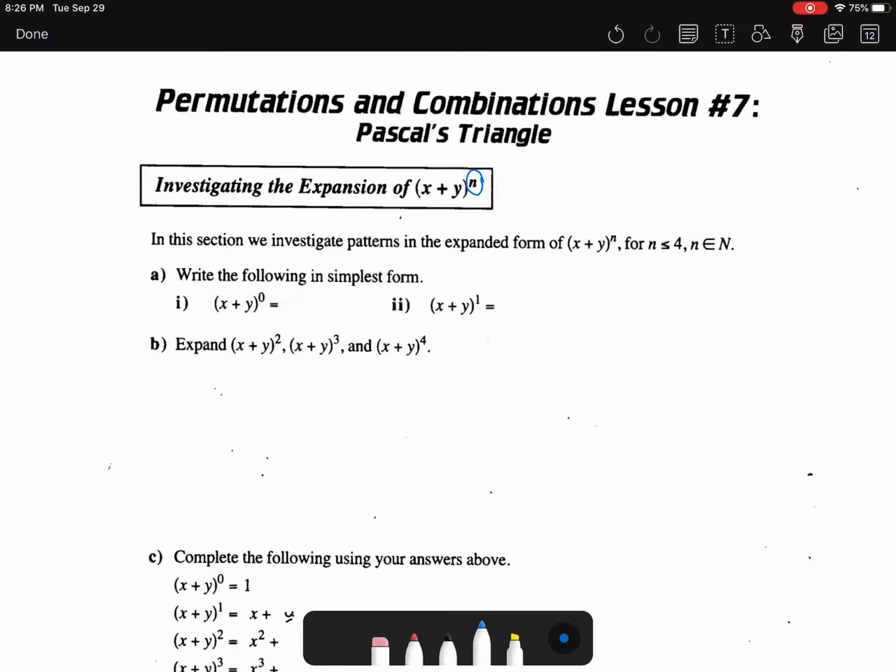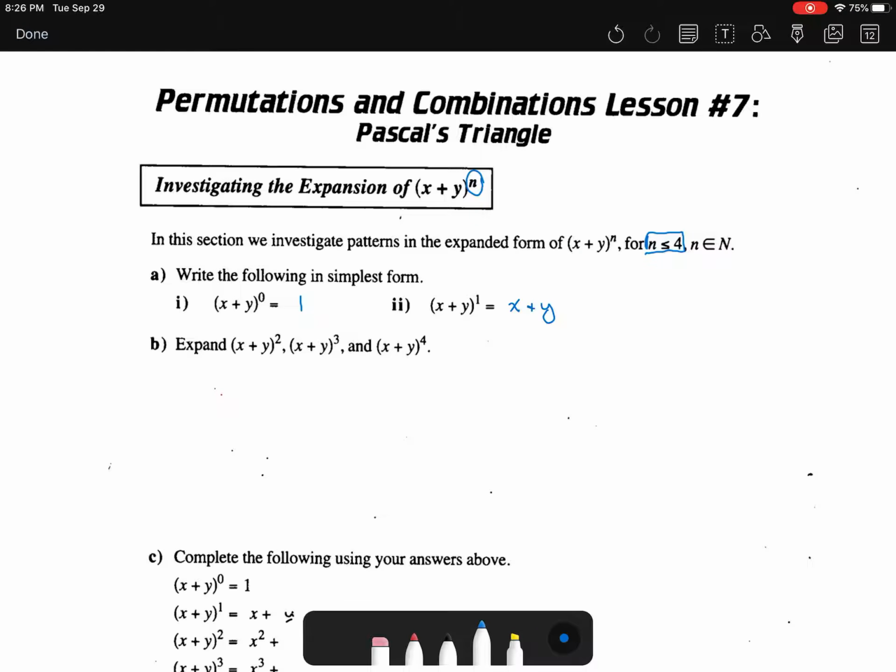variables themselves. So in this first section, we're going to talk about x plus y to the exponent of n, and only for exponents that are less than or equal to 4. So in the first example here, they want me to expand or write in simplest form x plus y to the exponent of 0. So anything to the exponent of 0 has a value of 1. That's pretty simple, pretty straightforward. When I take the binomial x plus y to the exponent of 1, to simplify that, that's just x plus y. Nothing more than that.